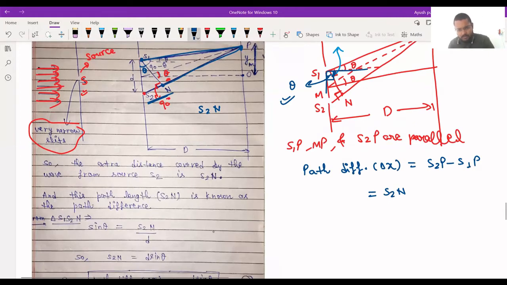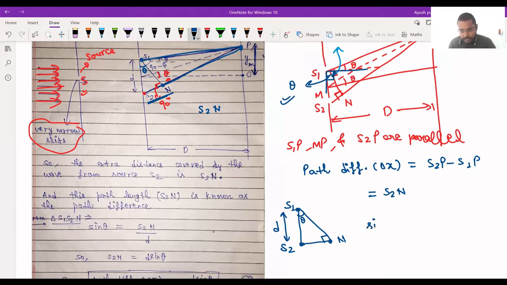Okay, so this is very simple. Let's draw this triangle. This is the S1 point, this is the S2 point, this is the N point, and this angle is theta. This angle is 90 degrees, as you can see from the diagram, and this distance is D. So apply the formula.